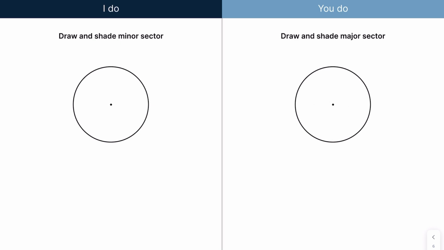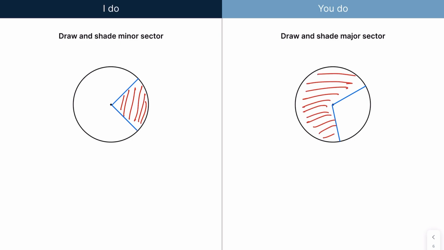Now moving on, it's saying draw and shade a minor sector. So what is a sector? A sector is the region. So we have to draw 2 radiuses. And the minor sector is the region inside the 2 radiuses, like that. Now, again, on the right, we are going to draw 2 radiuses to get a sector. So this is what a sector is. Now it says the major sector. So the major sector is the big part. So we're just going to shade everything, the bigger side of it. So that is your sector there.